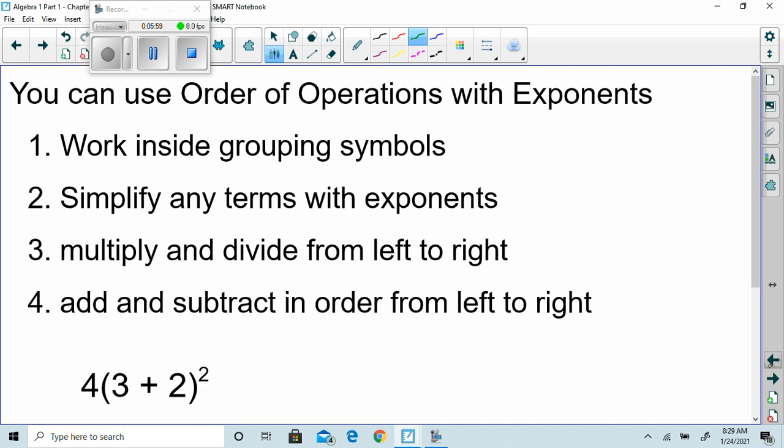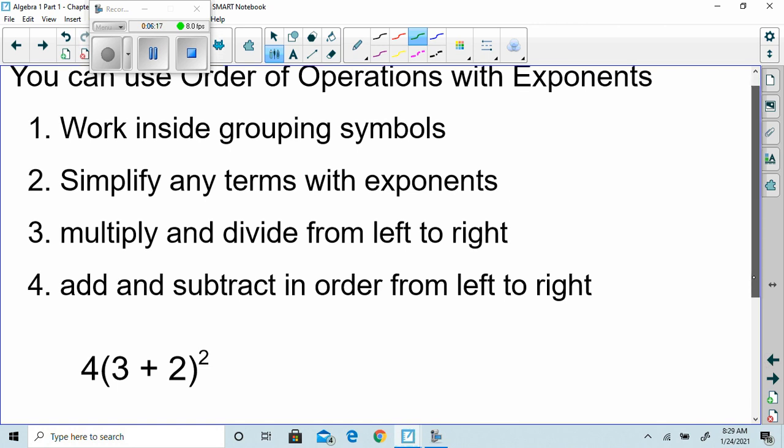Now we can simplify and use order of operations involving exponents, and there are a few important rules. Work inside the grouping symbols first. Simplify any terms with exponents. Then we follow that left to right rule of PEMDAS, multiply and divide, and add, subtract left to right.